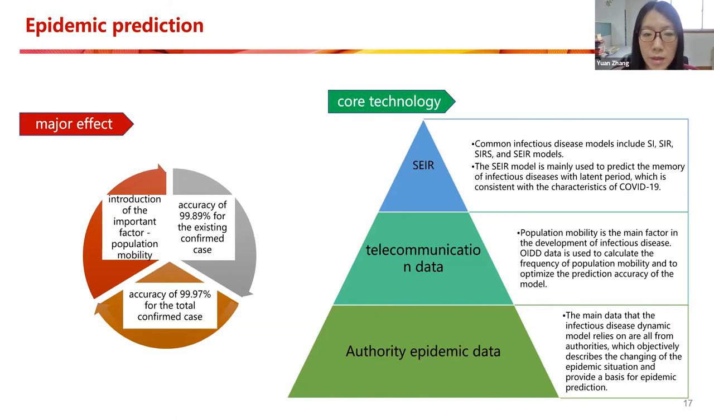So the common models include SI, SIR, SIRS, and SEIR models. The SEIR model is mainly used to predict the trend of infectious diseases with latent period, which is consistent with the characteristics of COVID-19. And we have achieved the accuracy of more than 99% for existing confirmed cases and also more than 99% for the total confirmed cases.